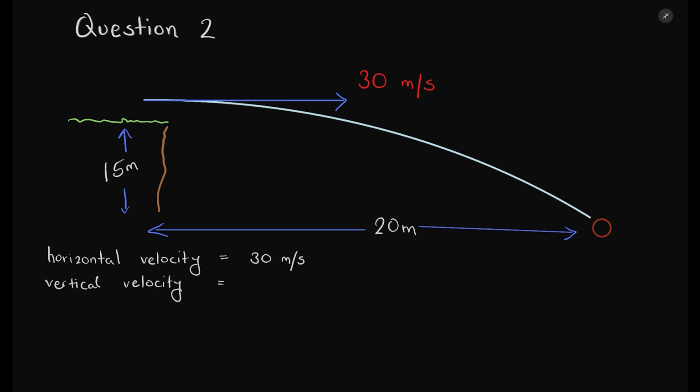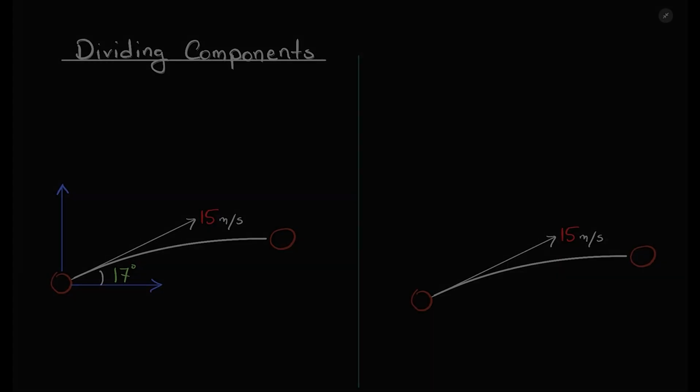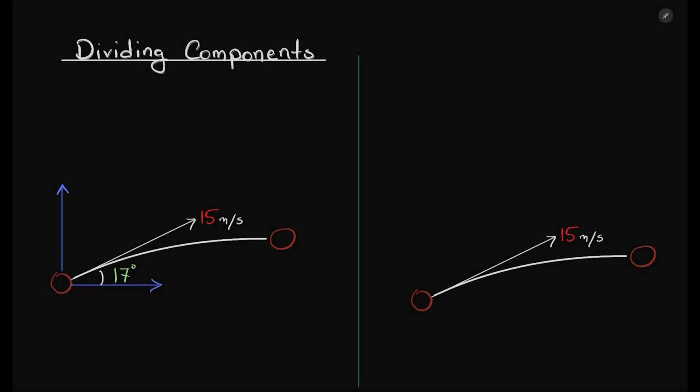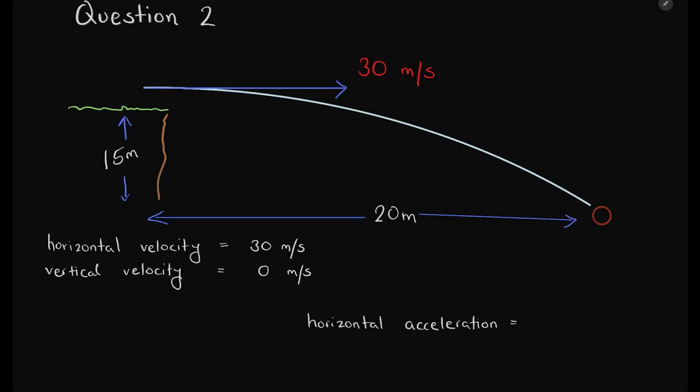The initial vertical velocity is 0 meters per second. As the ball is thrown exactly horizontally, there is no vertical velocity. If we throw something at an angle, then we can get something horizontal and vertical. The initial horizontal acceleration is always 0. The initial vertical acceleration is 9.81 due to gravity.